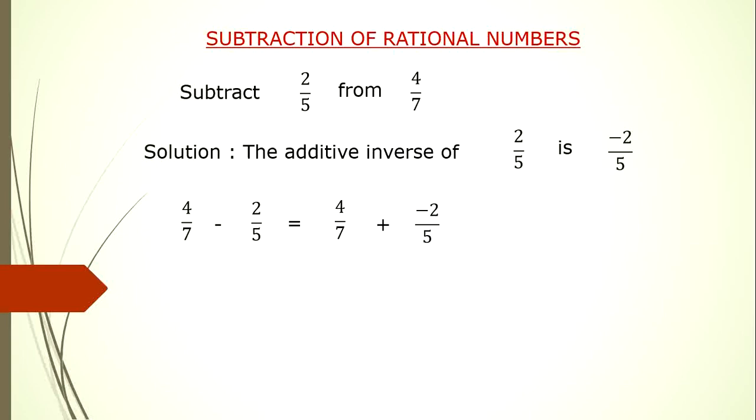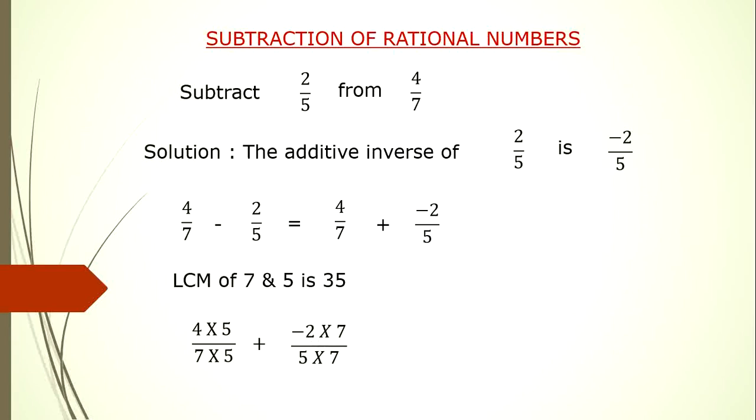Here we follow the same procedure like the addition of rational numbers. So again we find the LCM of 7 and 5, which is 35. Make the denominator as 35. So we need to multiply 5 with both numerator and denominator of 4 by 7, and 7 with both the numerator and denominator of minus 2 by 5, so that we get the denominator as 35.